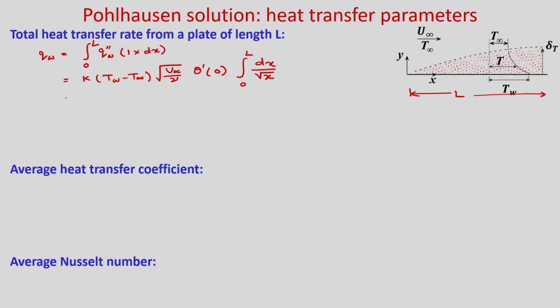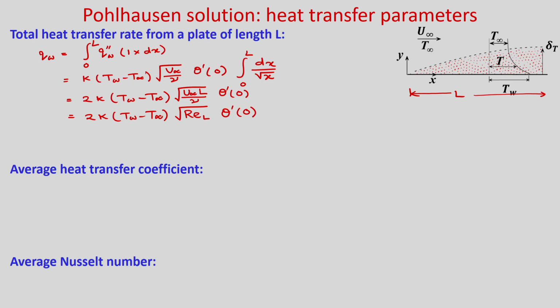If you integrate it, you will get twice k (T_w minus T infinity), and if you put the limit L, then you will get root L in the numerator. So, that will take here root u infinity L by nu, theta prime 0. From here you can see twice k (T_w minus T infinity), and what is it? It is the Reynolds number, u infinity L by nu, based on the plate length. So, root Re_L theta prime 0.